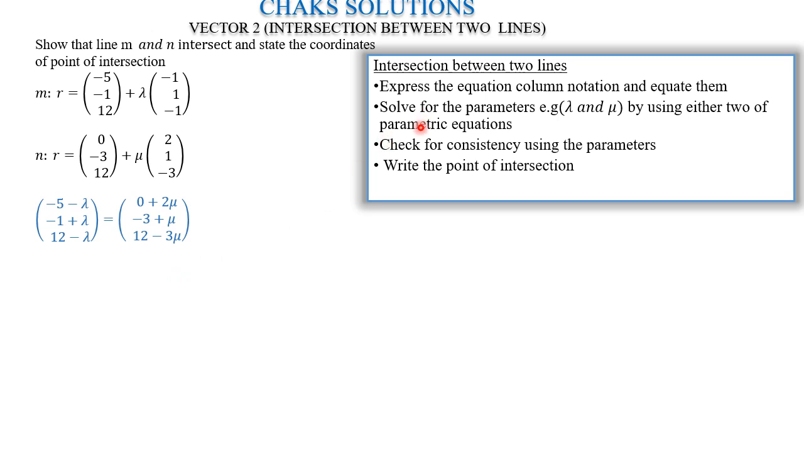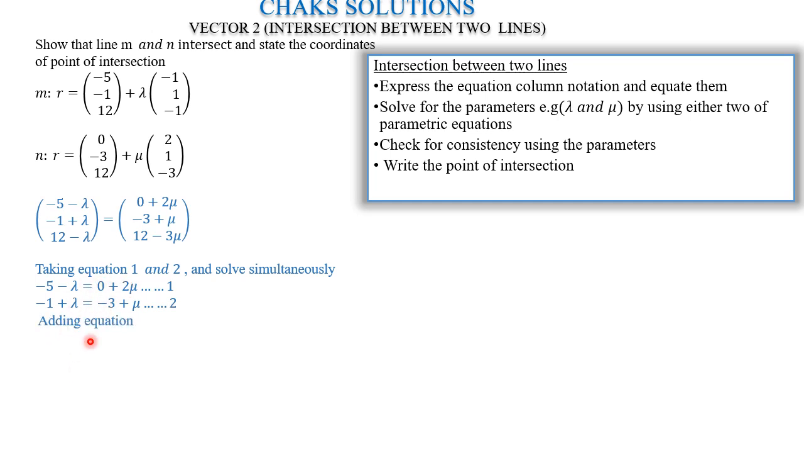The next step is to solve for the parameters by solving two of the equations. We have the first, second, and third equations. In this case, we take the first and second equations and solve for lambda and mu simultaneously. Adding these two equations to eliminate lambda, we get minus 6 equals minus 3 plus 3 mu. Then minus 3 equals 3 mu, so mu equals minus 1.